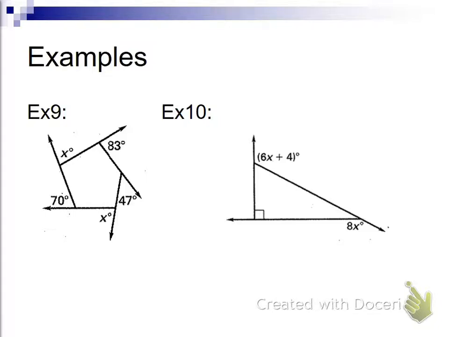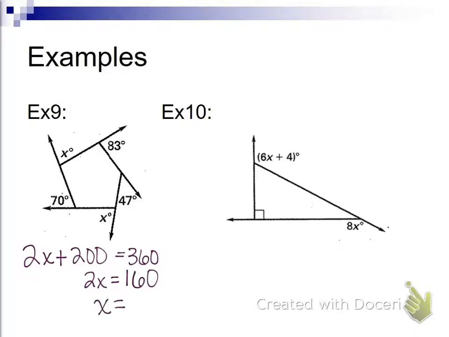We're still working with angles outside of a polygon, so they should still add up to 360. So what equation did we set up on number 9? Very good. First we subtract, 2x equals 160, then we divide, x equals 80. If we're dealing with the exterior angles, it doesn't matter how many angles there are. We're adding them all up to equal 360.